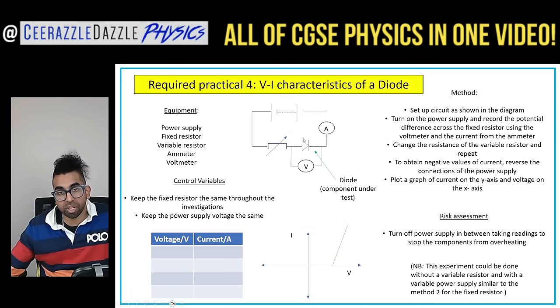Right, so once you've done that for the filament bulb, you can then do it for the diode. So look, it's the exact same circuit. What you're going to do is change the variable resistance and record the voltage and the current over here. And you will get the following graph, guys. So there'll be no current in one direction. And look, after a while, the current starts to increase. So make sure you're happy with this graph as well.